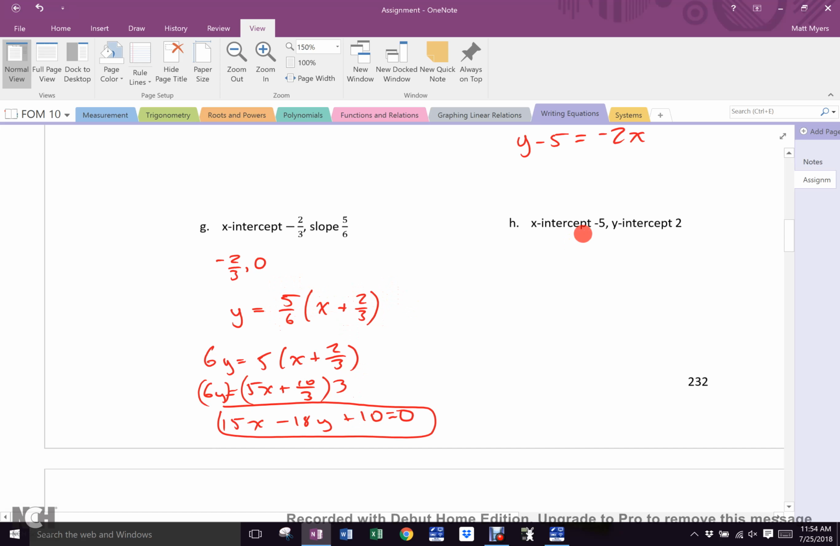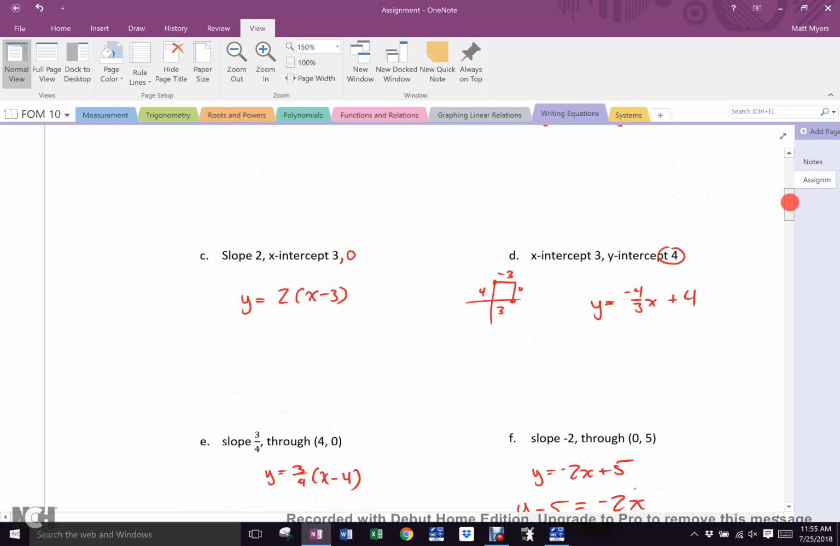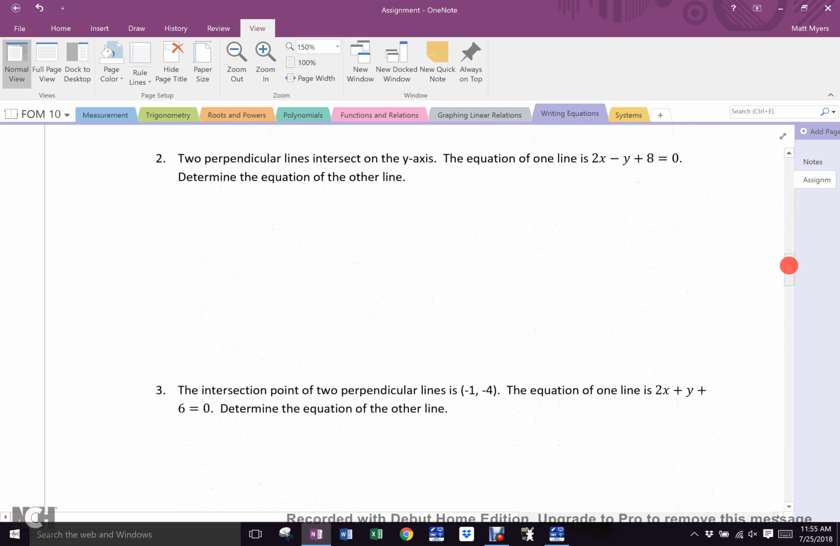And of course, this one, the slope, negative 5, positive 2. So the slope is 2/5. So y equals 2/5 x plus 2, making that whole page out of 8. Any questions about any of it? Once, twice, thrice. Sweet.